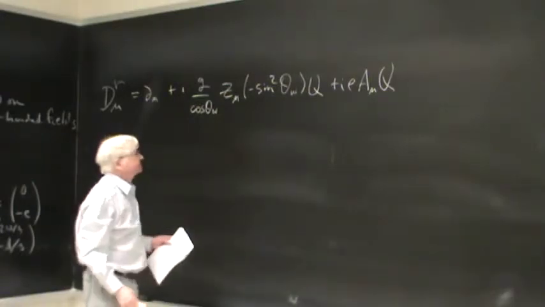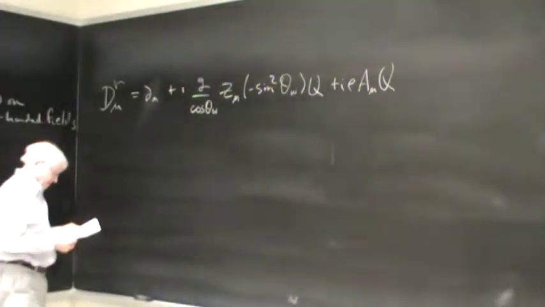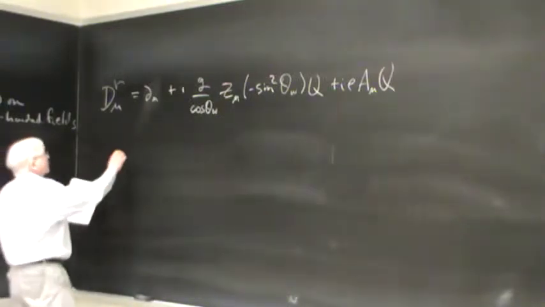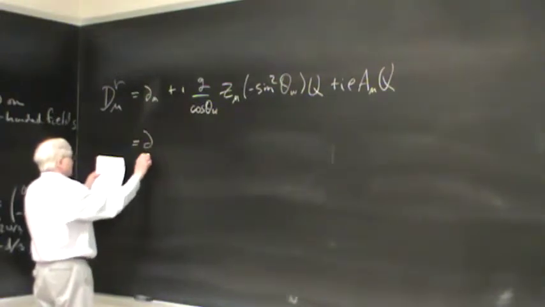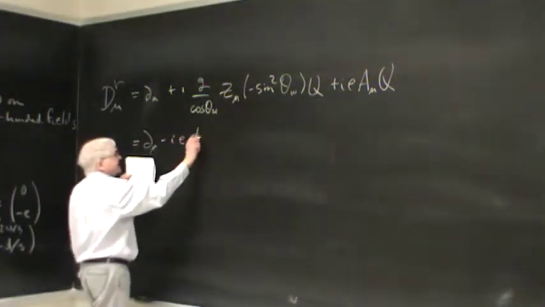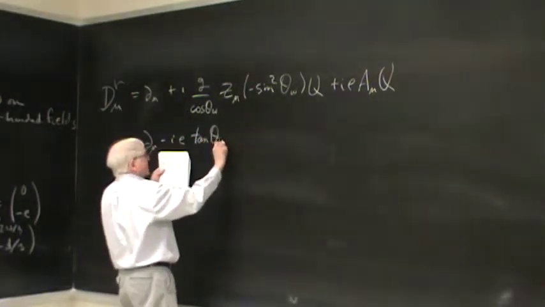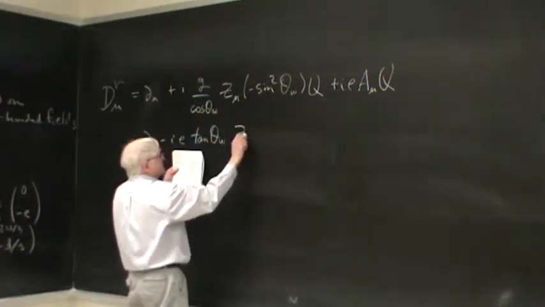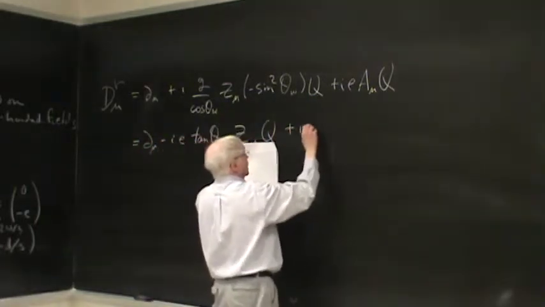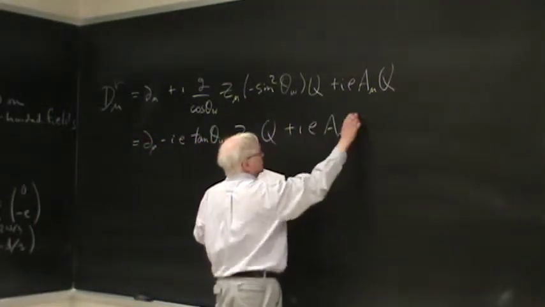And there are various ways of rewriting this. One way is, I'm going to skip a couple of equations here. D mu minus i e tan theta weak Z mu Q plus i e A mu Q.